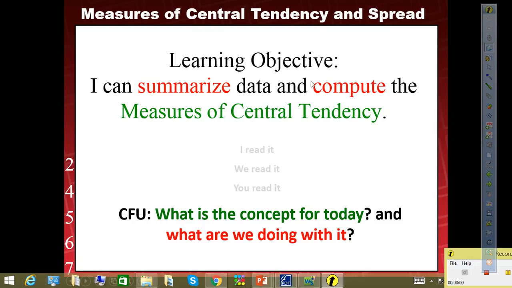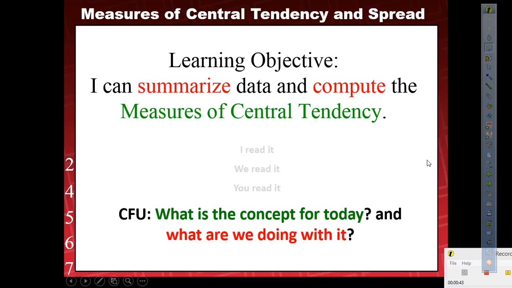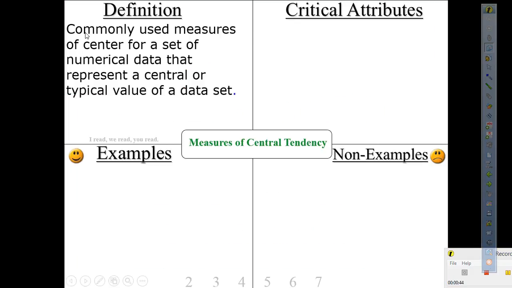So, to get started, what are measures of central tendency? Measures of central tendency are commonly used measures of center for a set of numerical data that represent a central or typical value of a data set. Once again, measures of central tendency are commonly used measures of center for a set of numerical data that represent a central or typical value of a data set. Copy that, please.